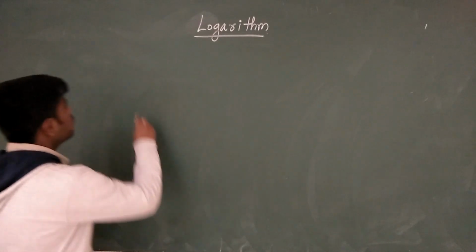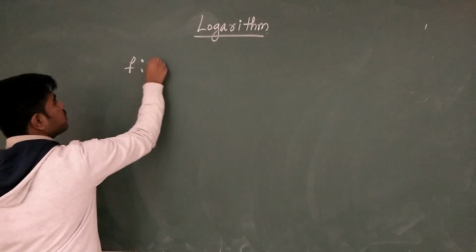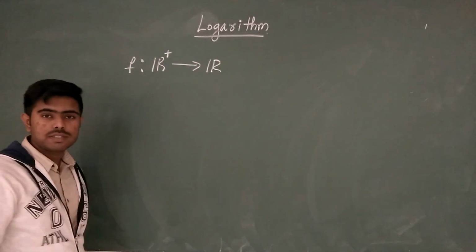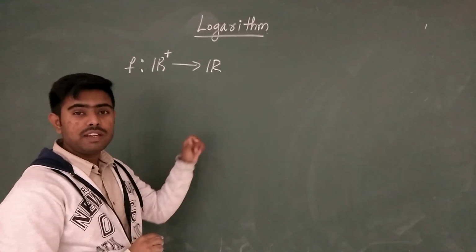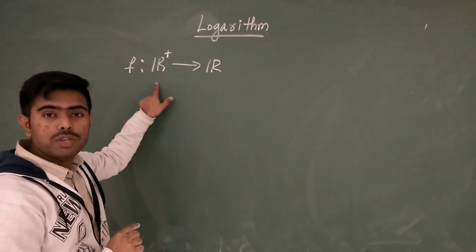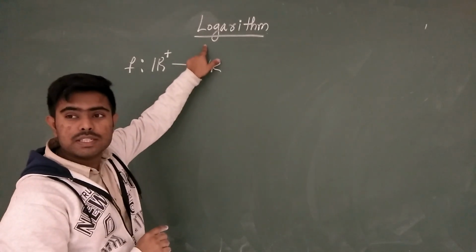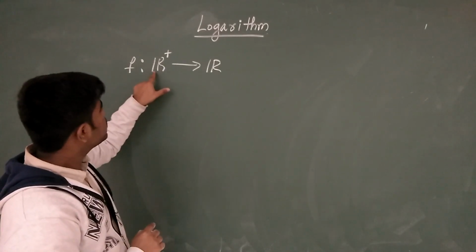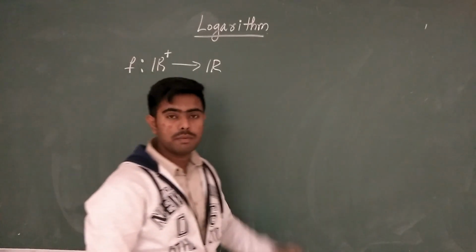Here I can define the logarithmic function as the function from the set of positive real numbers to the set of real numbers. I think you remember in my previous video I defined the exponential function from the set of real numbers to the set of positive real numbers. When I say that the logarithmic function is the inverse of the exponential function, it goes from the set of positive real numbers to the set of real numbers.